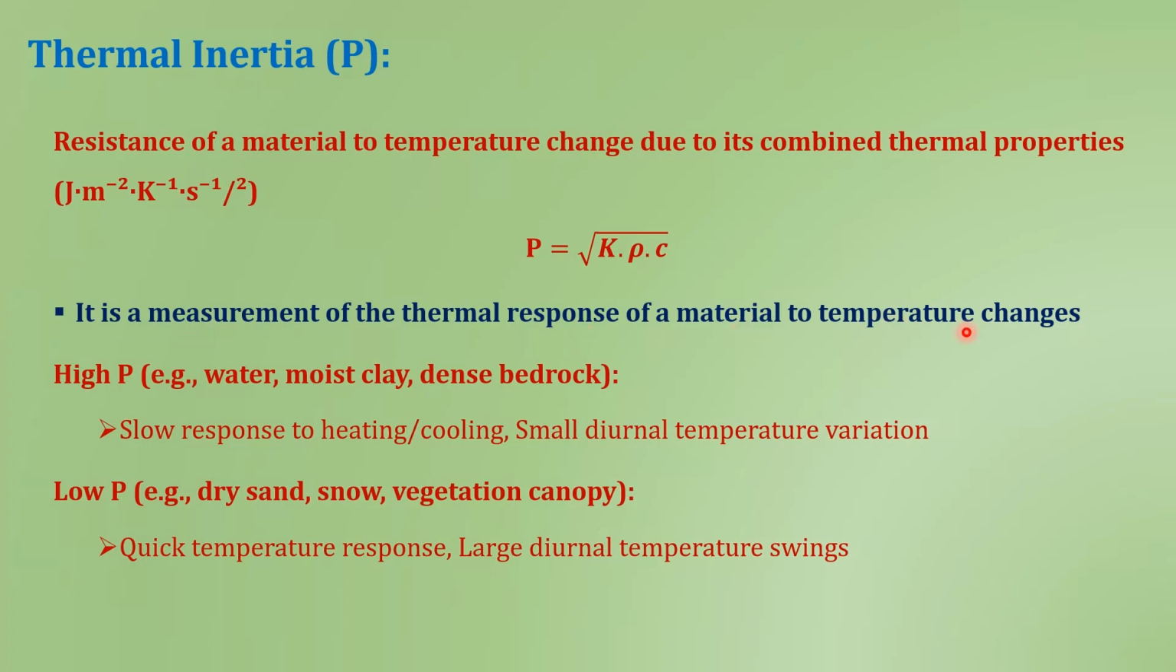Materials having high thermal inertia, for example water, moist clay, and dense bedrock, have a slow response to heating or cooling, and they show a small diurnal temperature variation. But materials having low thermal inertia, for example dry sand, snow, and vegetation canopy, show a quick temperature response and have large diurnal temperature variations.